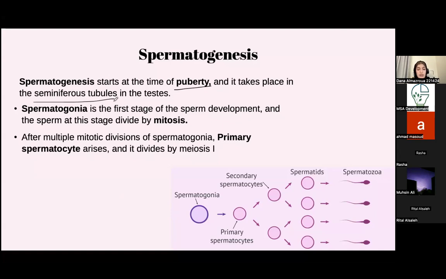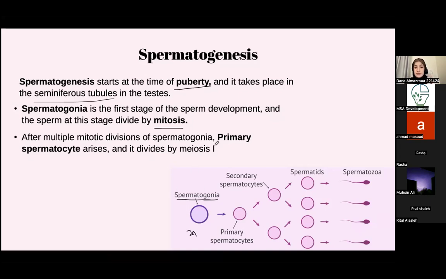Okay? Now, the first sperm is what we call a spermatogonia. Spermatogonia for plural, spermatogonium for singular. So this is the first sperm. Now, this first sperm starts dividing by mitosis, and it's a diploid cell. Okay, so it's a 2N cell that keeps dividing by mitosis and produces a lot of spermatogonium.